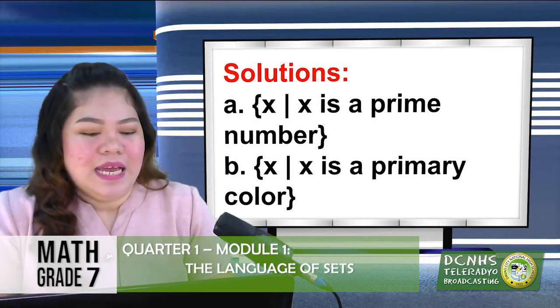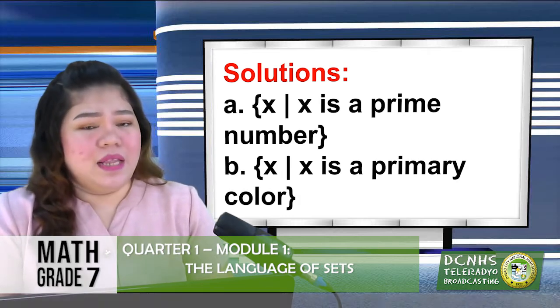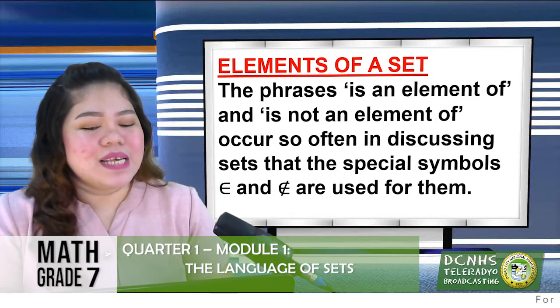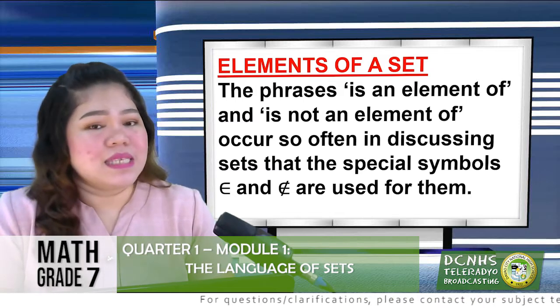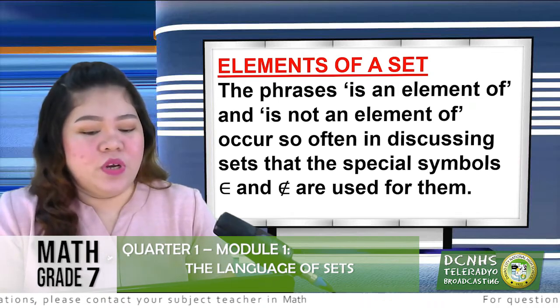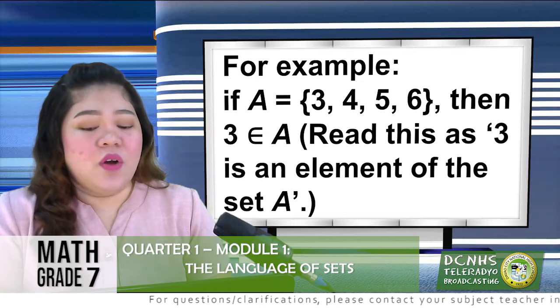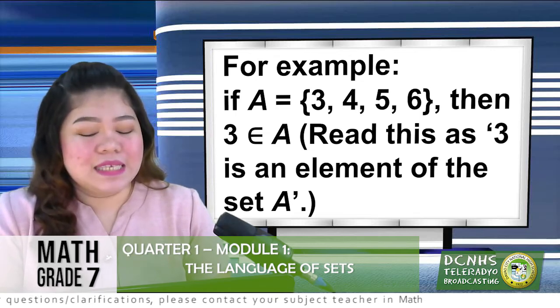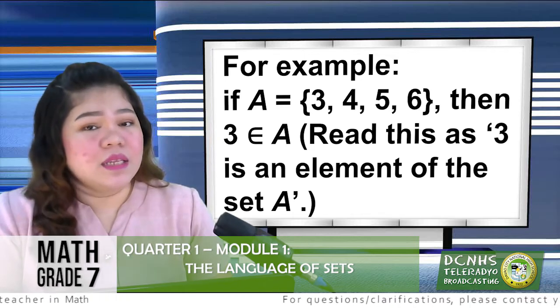Solutions. Letter A is the set of all x such that x is a prime number. Letter B is the set of all x such that x is a primary color. Let us proceed to the elements of a set. The phrases "is an element of" and "is not an element of" occur so often in discussing sets that special symbols, ∈ for an element of and ∉ for not an element of, are used for them. For example, if A is the set of 3, 4, 5, 6, then 3 is an element of the set A, and 8 is not an element of the set A.